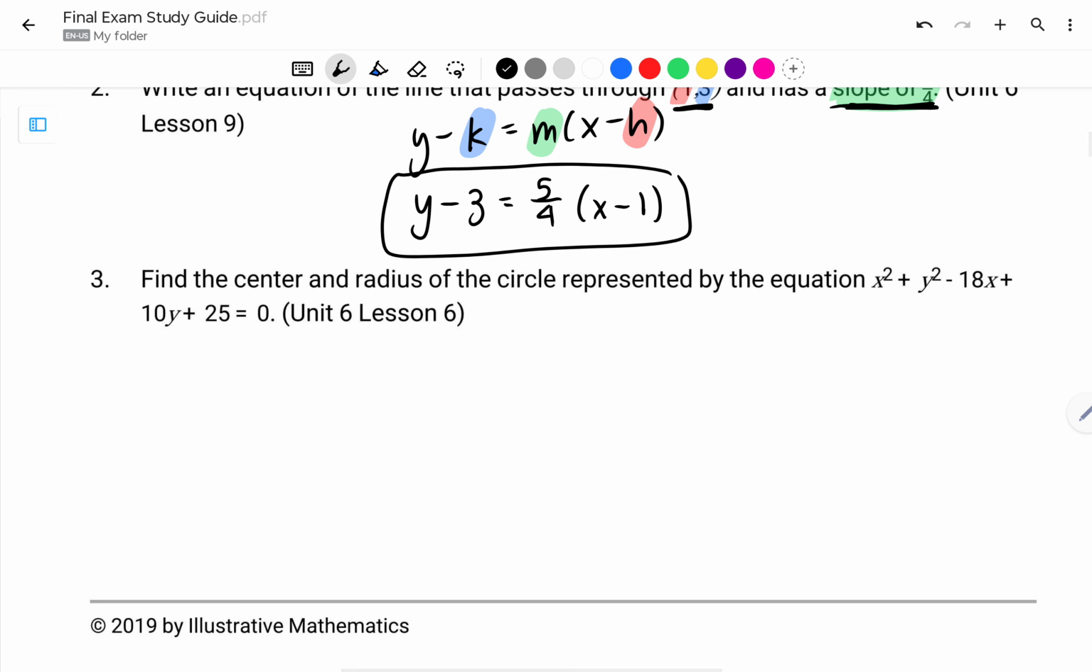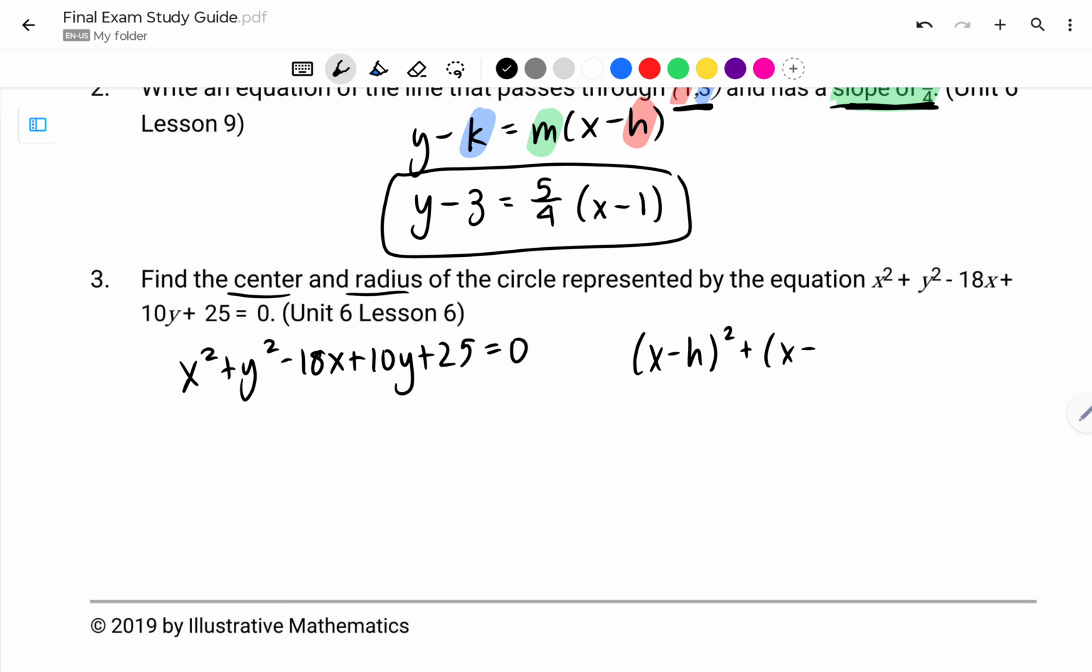This one's a little bit different. Find the center and radius of the circle represented by that equation. Remember. So let me break this down. I have this equation, x squared plus y squared minus 18x plus 10y plus 25 equals 0. We have all of these numbers, and an equation of a circle is supposed to look like this.